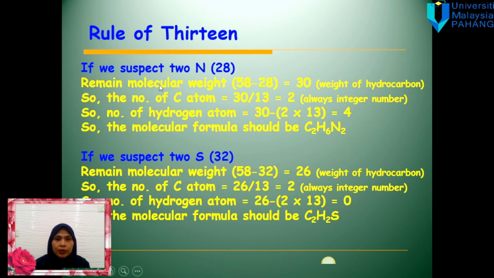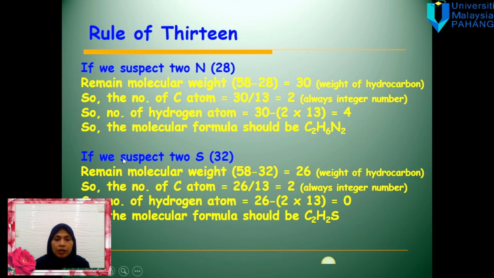If we suspect two nitrogens, same, we minus 2 nitrogen atoms, which is 28. So the remainder is 30. 30 divided by 13 becomes 2. This is the n value. Then we find the R value, which is 4. And the m value will be 2 plus 4, becomes 6. So the molecular formula for this compound will be C2H6N2.